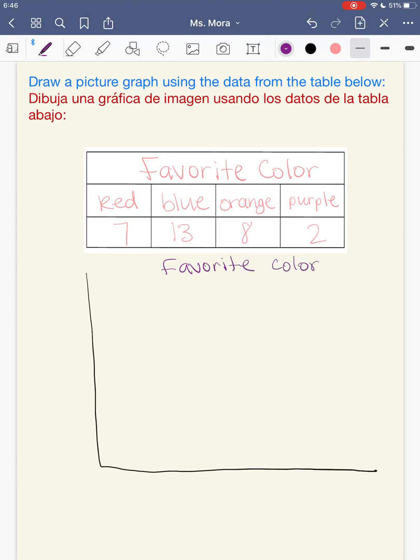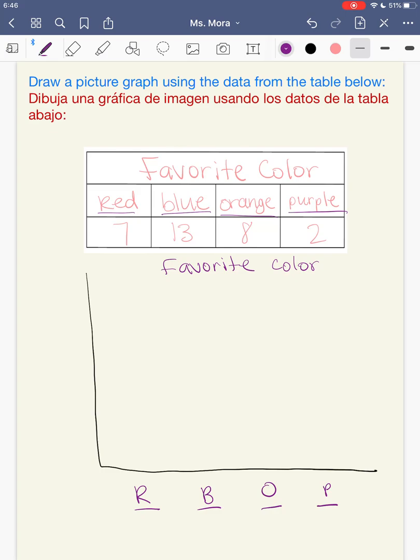And then I'm going to copy these categories. So red, I'm going to put an R down here for red, blue, B for blue, O for orange, and a P for purple down here. Okay, and make sure it's in the same order as it is on your table, okay? So aquí puse mi título y luego las categorías acá abajo.